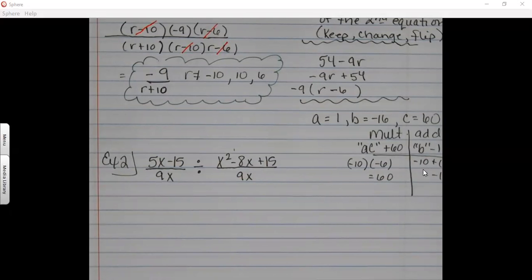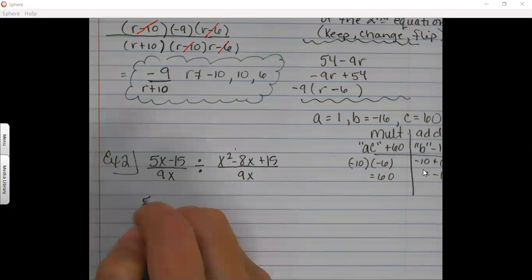Change division to multiplication. And y'all don't need to see this. You can hear me. You know what to do. The second fraction, write the reciprocal. What was in the denominator goes in the numerator. What's in the numerator goes in the denominator.